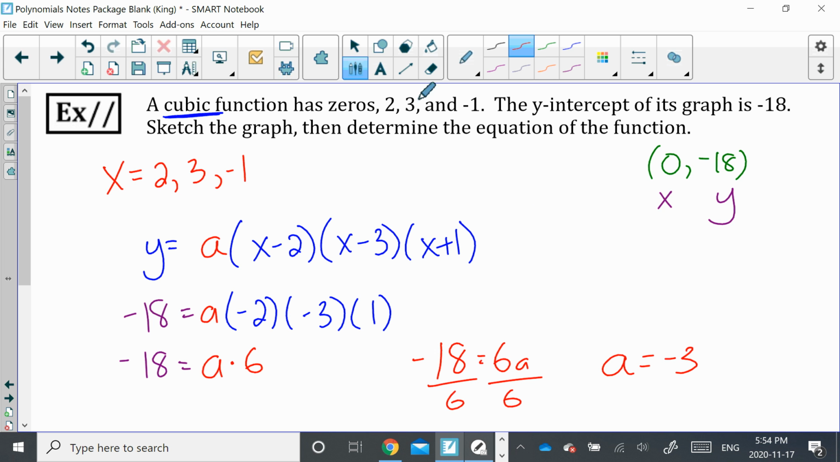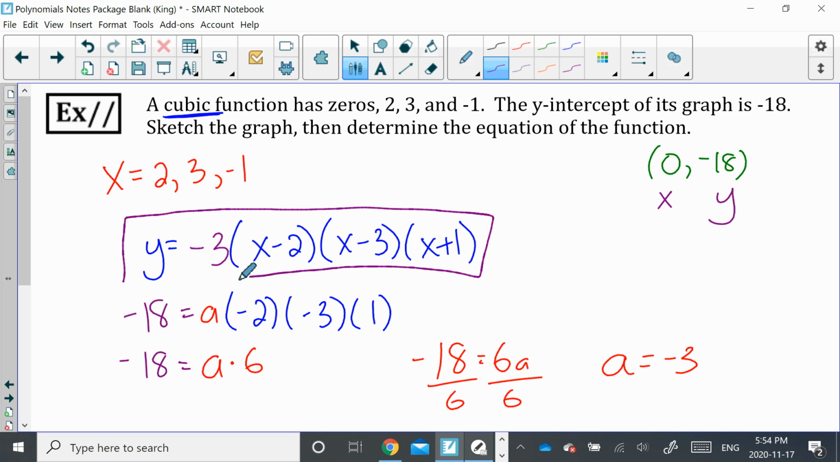So now I could go back to my equation here. I'm going to erase this, and I'm going to put in my -3. This is the equation of my polynomial function.